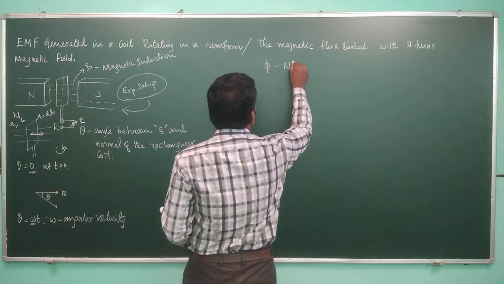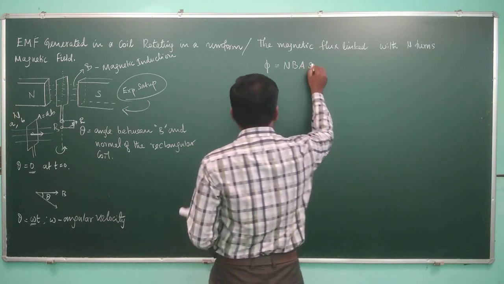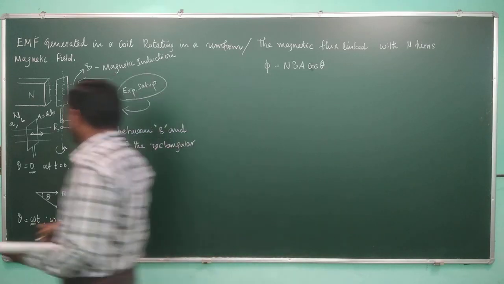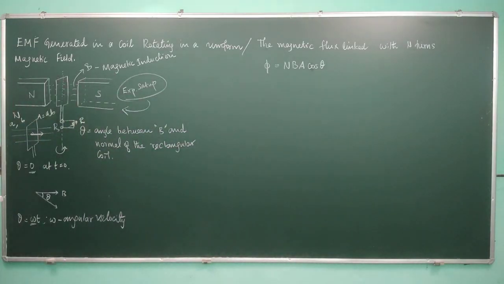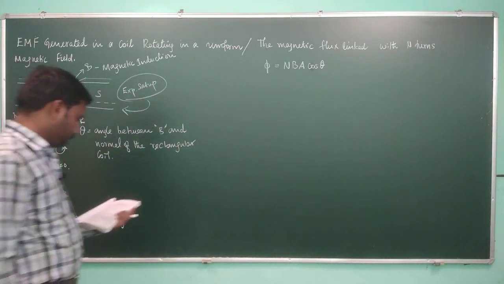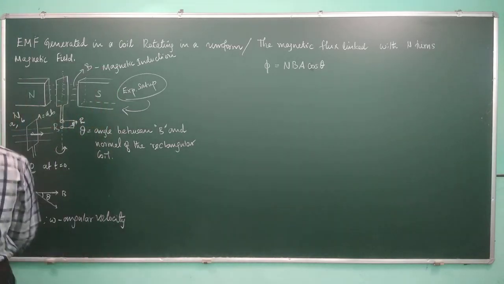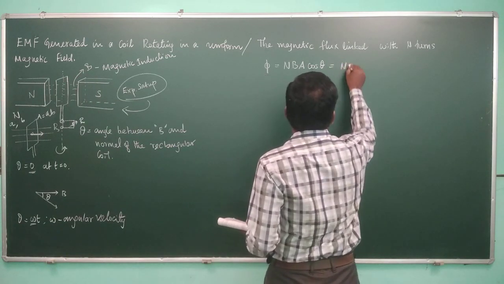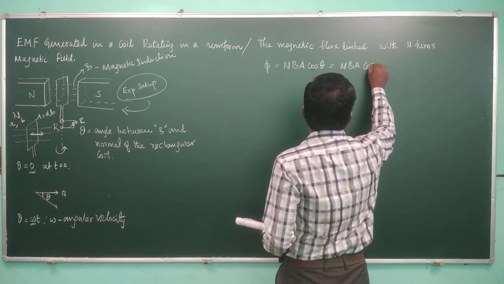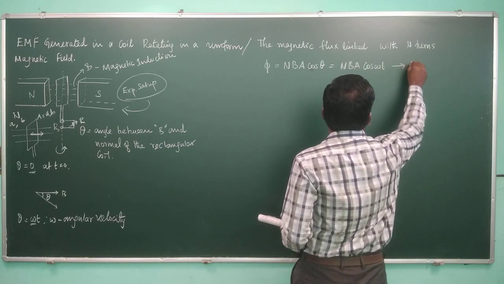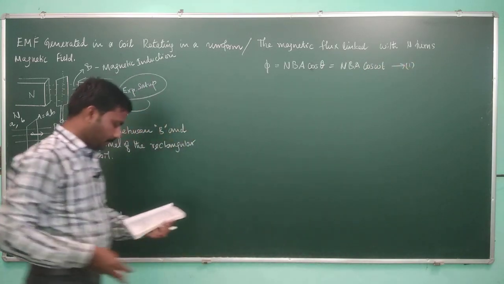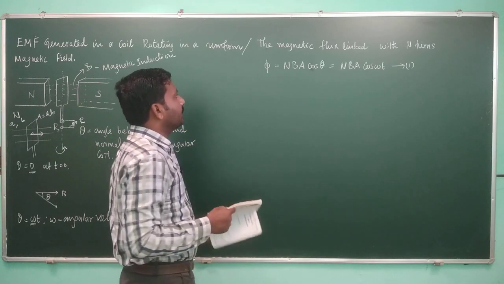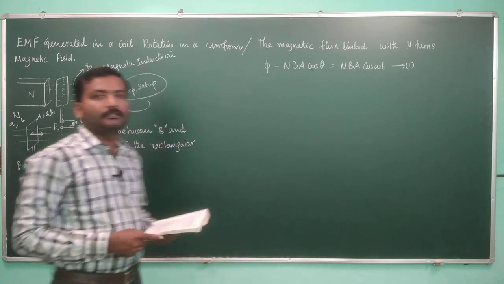phi is equal to NBA cos theta. Theta is this value, NBA cos theta. And we said theta is equal to omega t, so that we can replace this as NBA cos omega t. This you can write as equation number 1. Here A is the area, which is the product of A and B, N is the number of turns in the coil, B is the magnetic field.